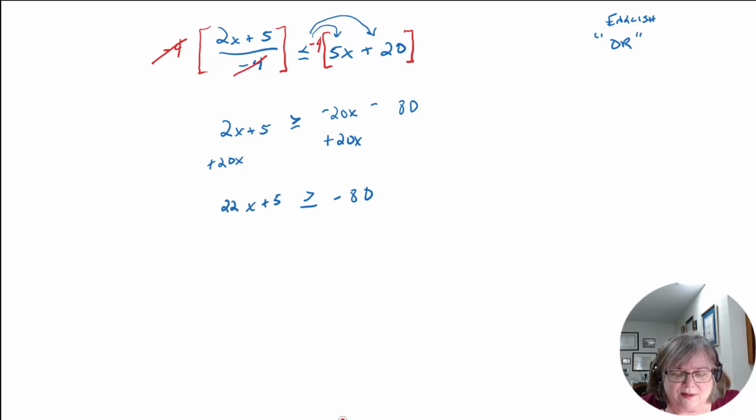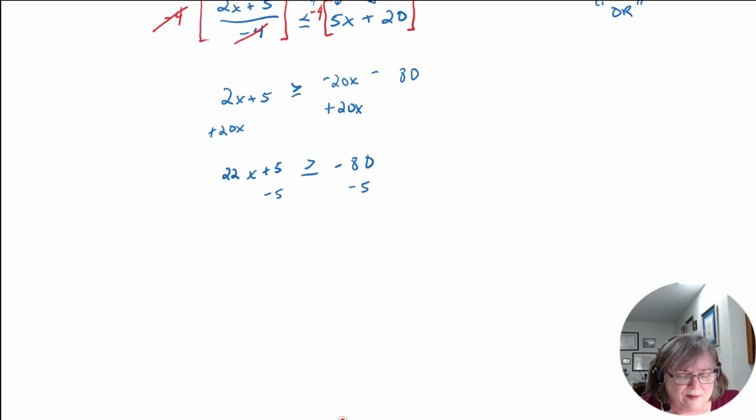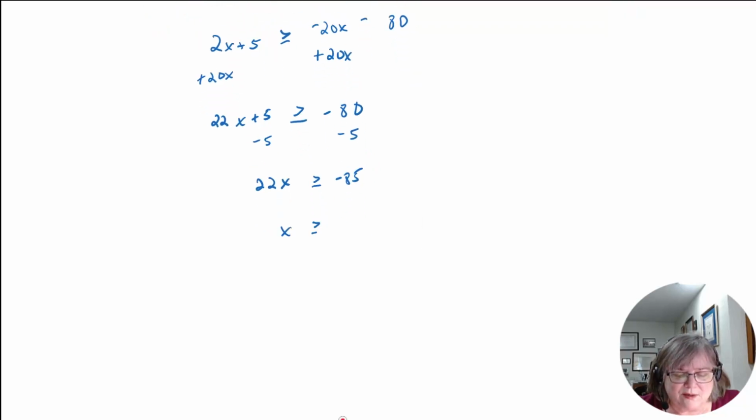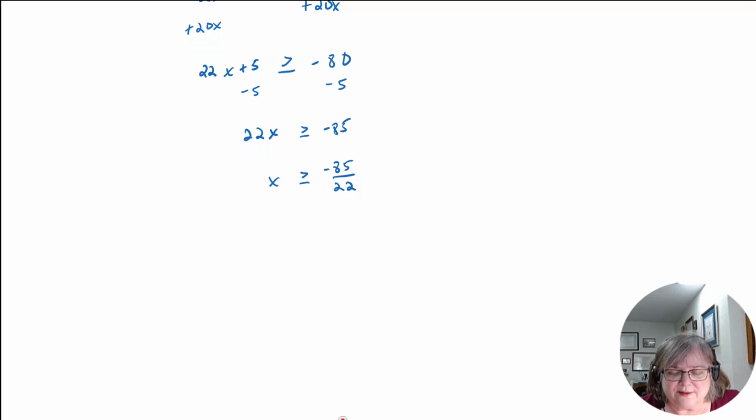Right. So then if I want my x's on the left, I do not want my constants on that side. So I would have 22. For some reason I can't make two 2's the same. 22x is greater than or equal to negative 85. So x is greater than or equal to negative 85 twenty-seconds. That doesn't reduce. All right. So this is inequality form. Set builder form: the set of all x such that x is greater than or equal to negative 85 over 22.